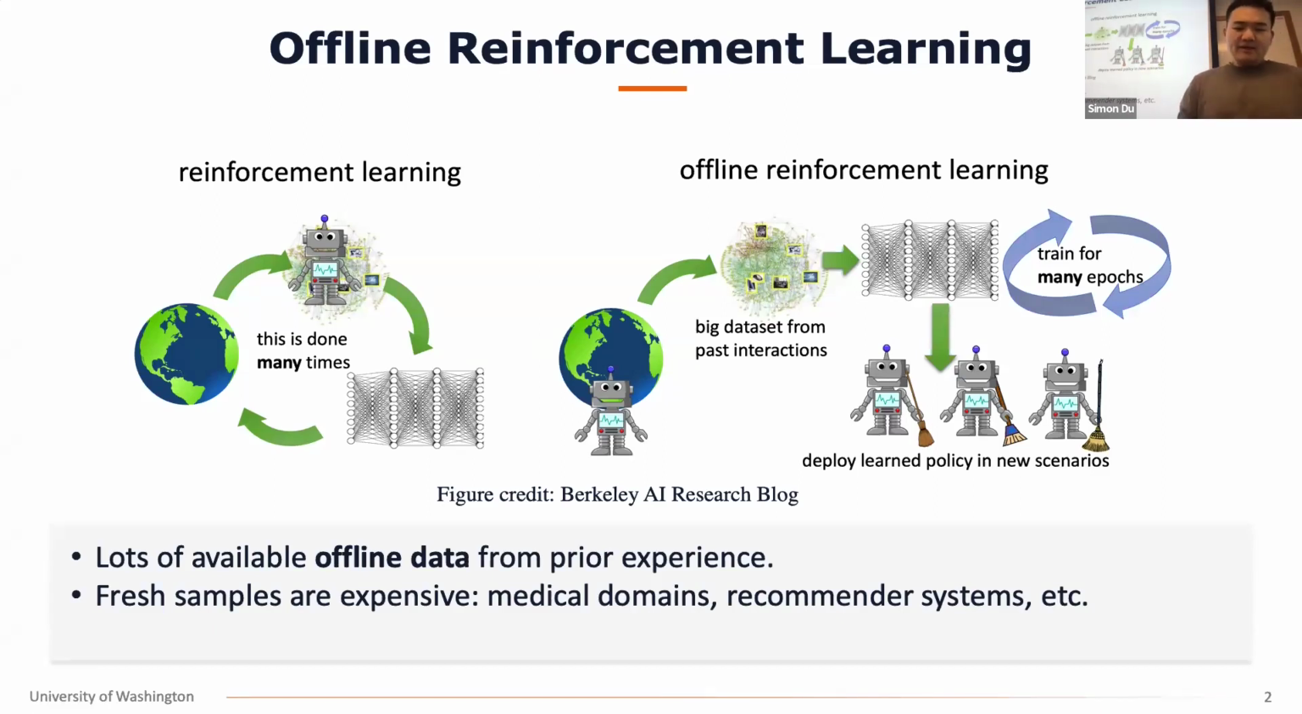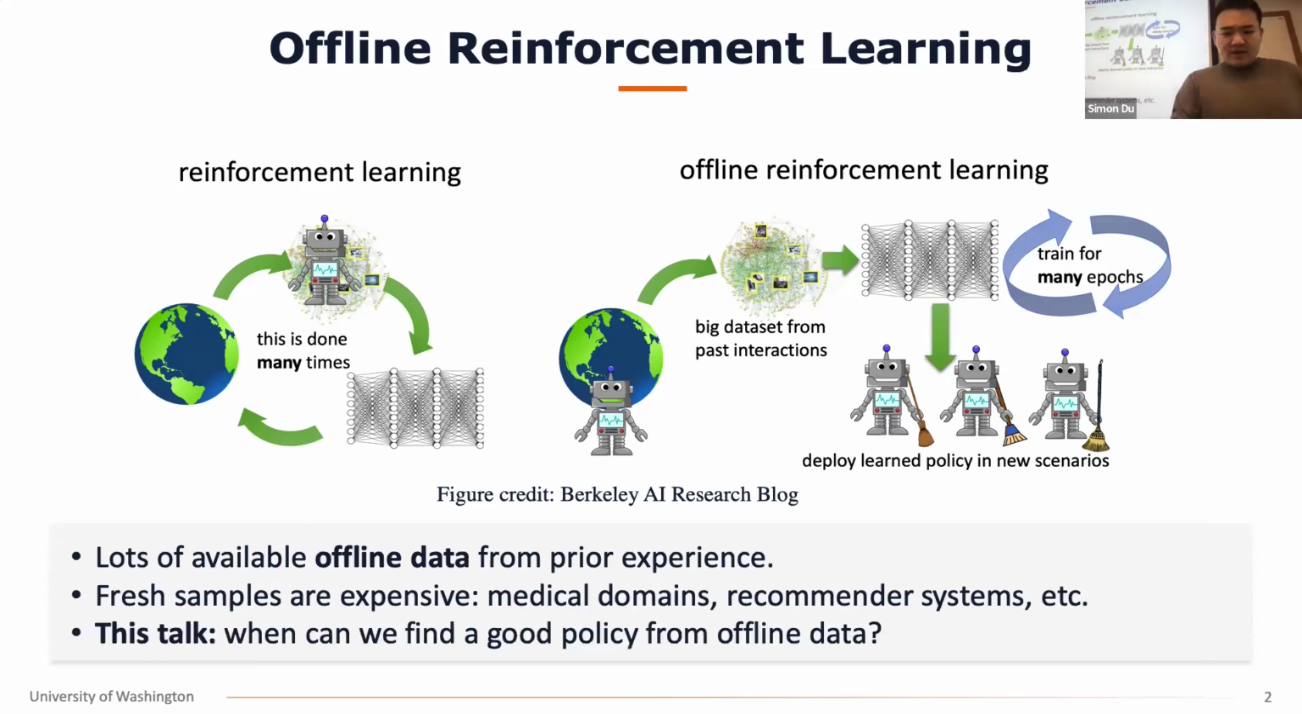Generally speaking, we have lots of offline data from prior experience. The motivation is that fresh samples are usually very expensive, especially in high-stake domains like medical domains, recommendation systems, etc. In this talk, we are talking about the theoretical foundations for offline reinforcement learning. Basically, we want to study when we can find a good policy from the offline data.